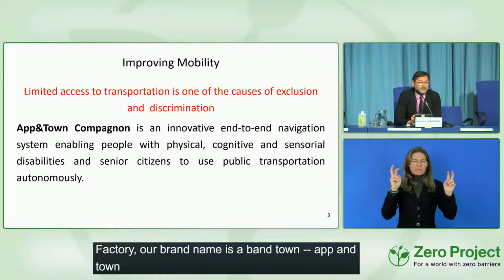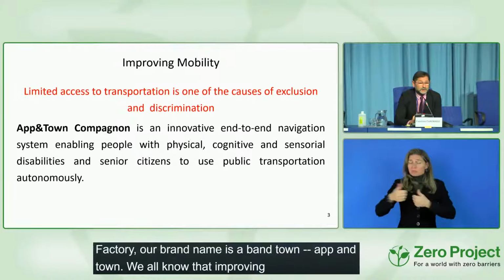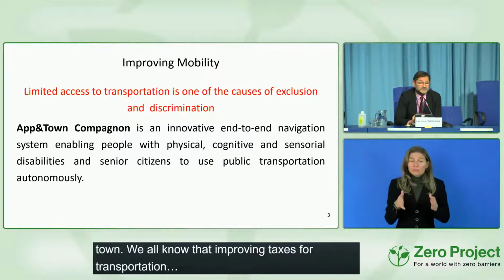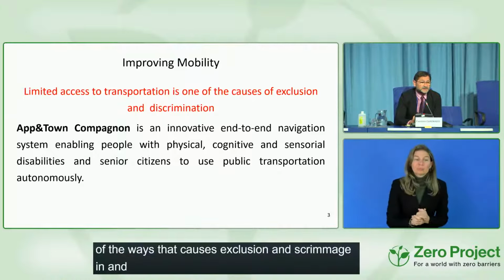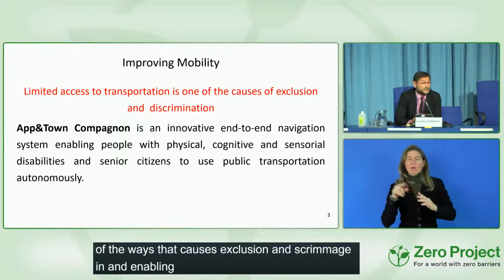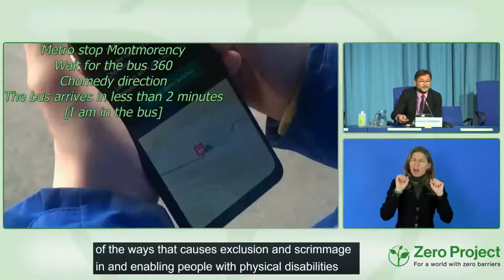We all know that limited access to transportation is one of the causes of exclusion and discrimination. During this presentation, we will go through Up and Town Companon, an innovative end-to-end navigation system enabling people with physical, cognitive, and sensorial disabilities and senior citizens to use public transportation autonomously. Let's illustrate how Up and Town Companon works with a video.